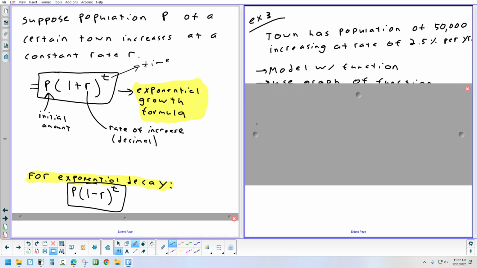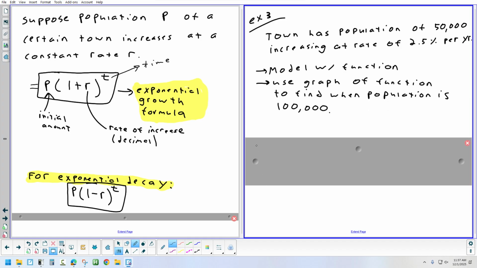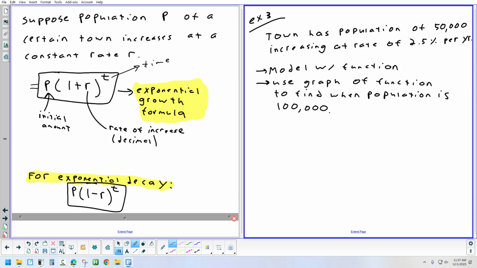So they want us to write a formula for that situation, graph the formula, and then figure out when we're going to reach 100,000 people. So basically, how long does it take the town to double in population, assuming a consistent 2.5% growth rate every year? Okay, so we're going to find the amount of people, and it will be a function of t, which is the time in years that have passed.